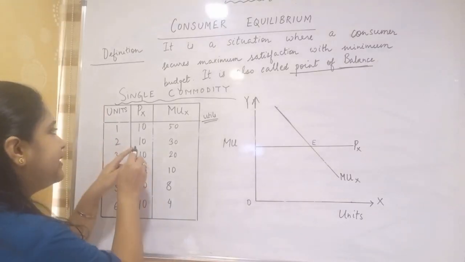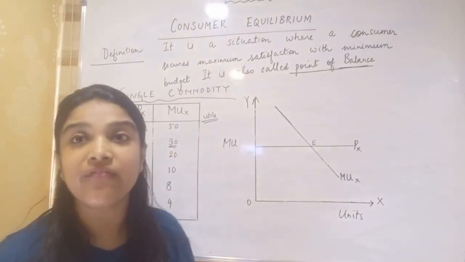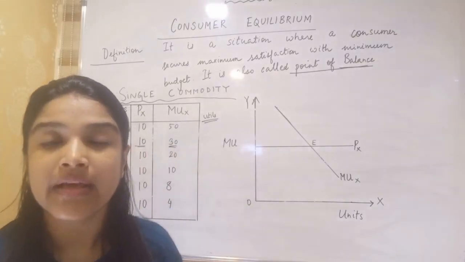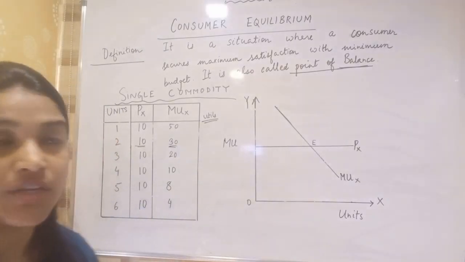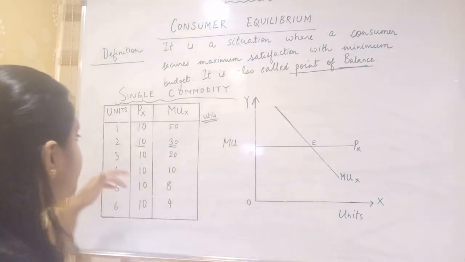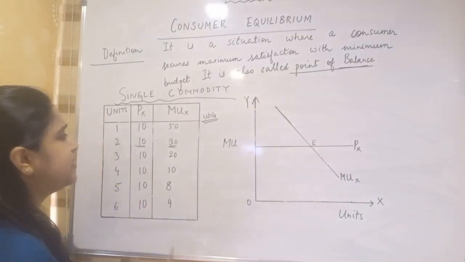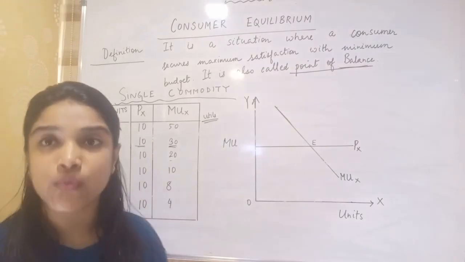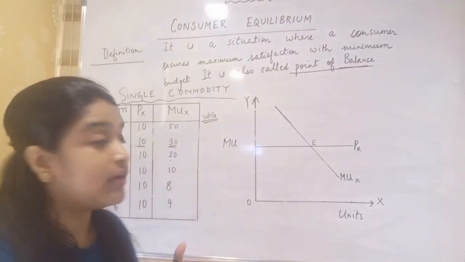So again he is giving 10. In the second unit he is getting 30. So he feels that okay, fine, I am getting more than what I am paying, so definitely I'll be continuing with my consumption. So again he is going to opt for the third unit of consumption. Again he pays 10, and then he is getting 20. So by giving 10 he is getting 20. Not a bad deal again. So he keeps on continuing.